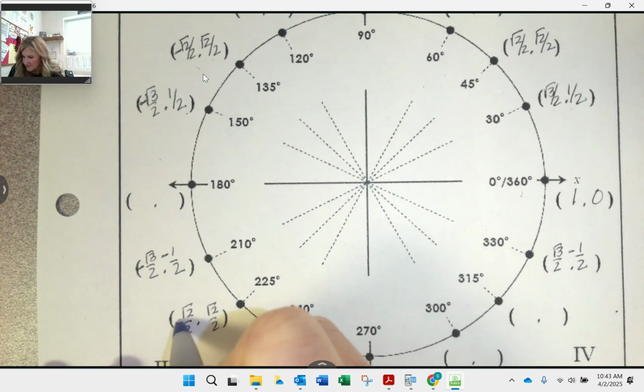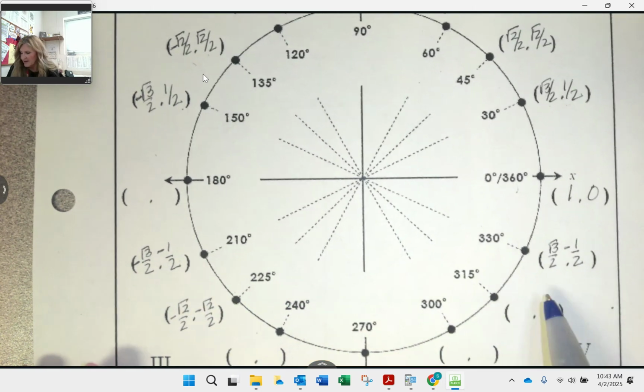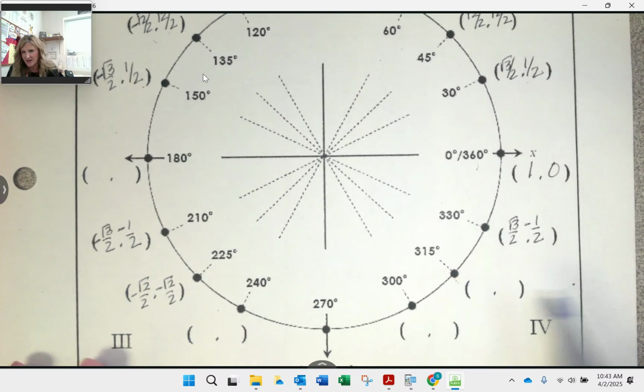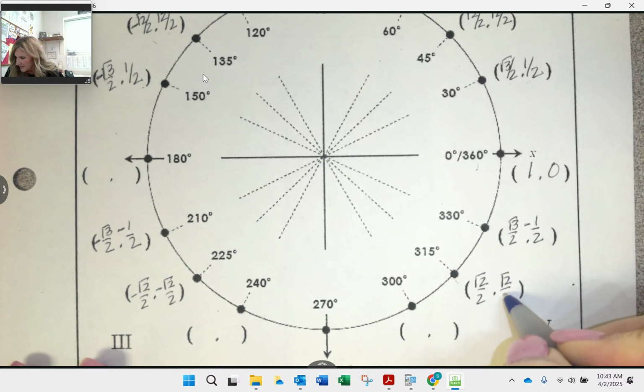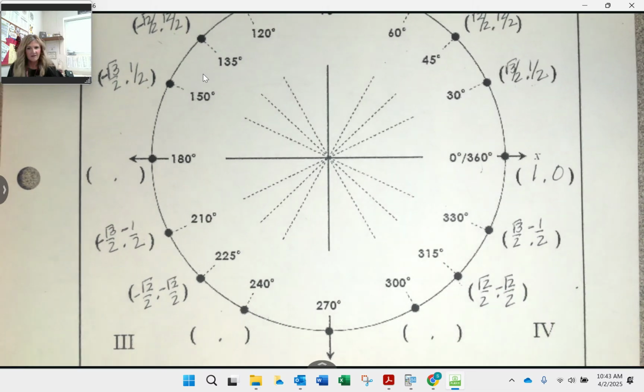Both negative. Okay, here's another 45. Just the y is going to be negative there. Okay? All right, is this making sense to you? You feel like you could fill this all in on your own?